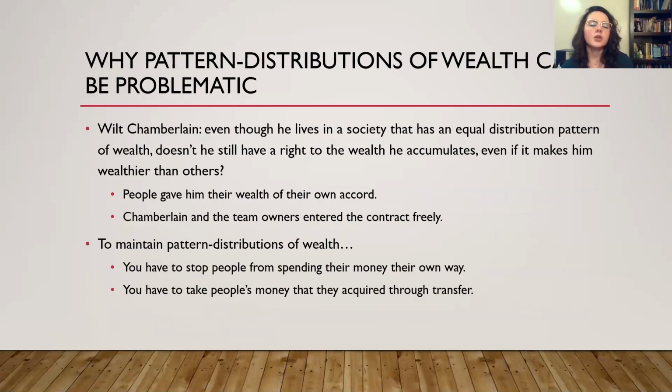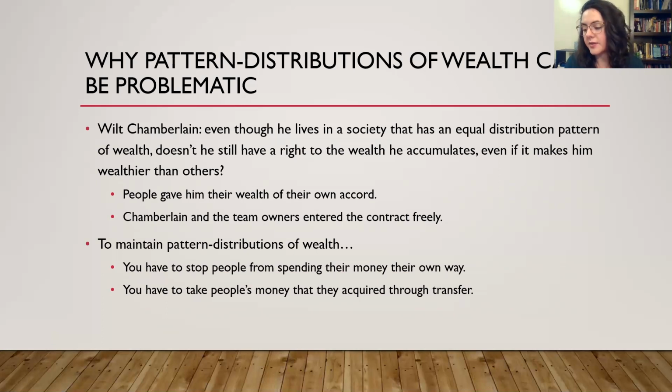Okay, so then Nozick talks about why pattern distributions of wealth can be problematic. Basically, he thinks if you choose some type of quality that determines the pattern of how much wealth each person has, you run into a problem. So let's think about the example of Wilt Chamberlain. I'm going to read a little bit of this passage from Nozick where he describes this situation.